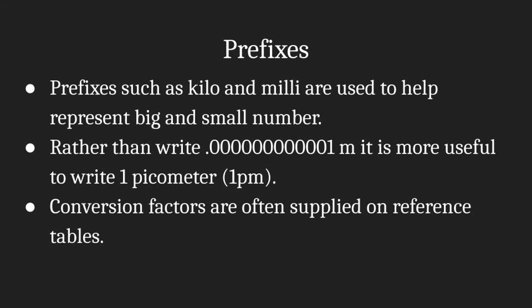Now, the last thing we need to go over before we start conversions are prefixes. Prefixes such as kilo and milli are used to help us represent big or small numbers. Rather than write that long decimal in meters, we could write it in picometers because all of those zeros makes it 1 picometer. And conversion factors are often supplied on reference tables. So let's look at some of the conversions we're going to be using.